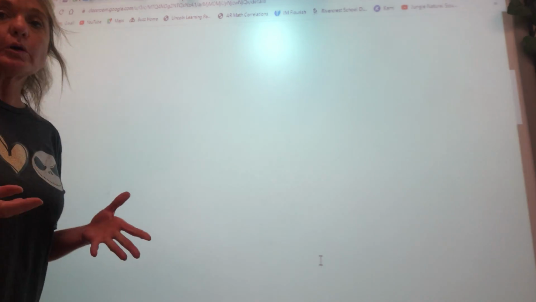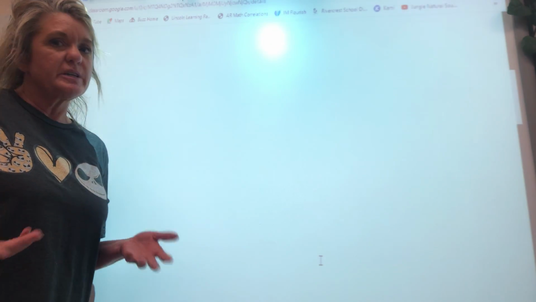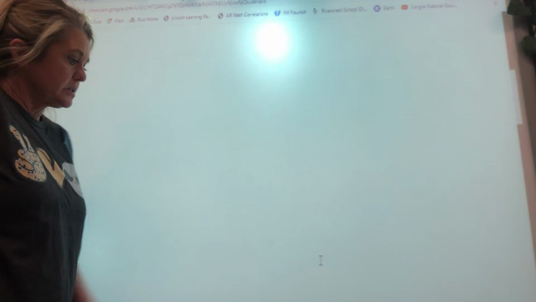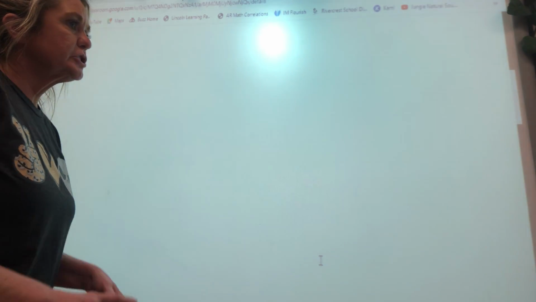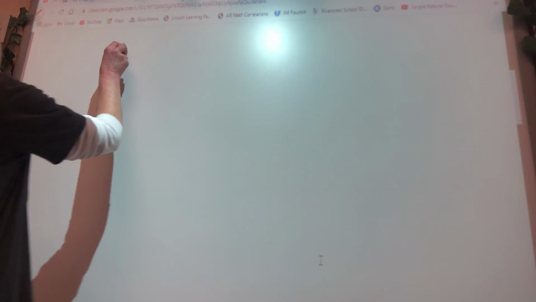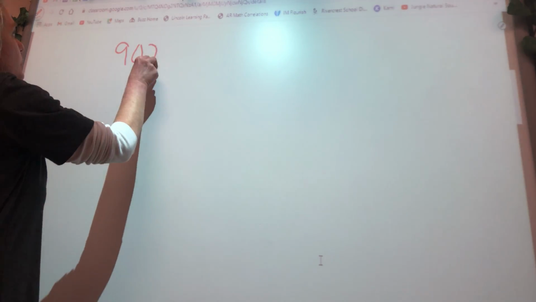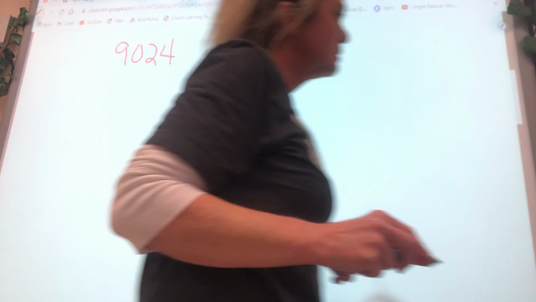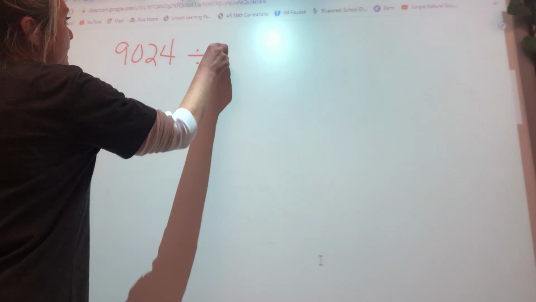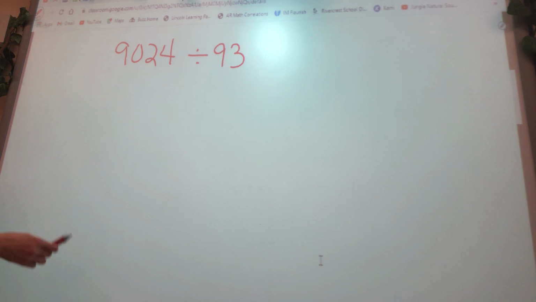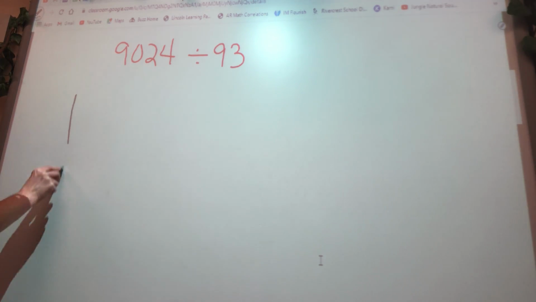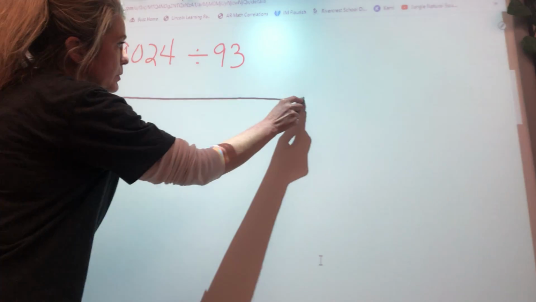And we remember from multiplication, standard algorithm just means standard steps. Algorithm's just steps. Okay, so on your worksheet, the first problem that it gives you is 9,024 divided by 93. Okay, so the first thing I would do is make myself an area model box.